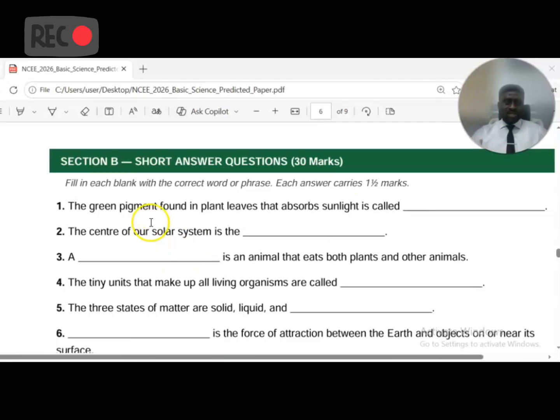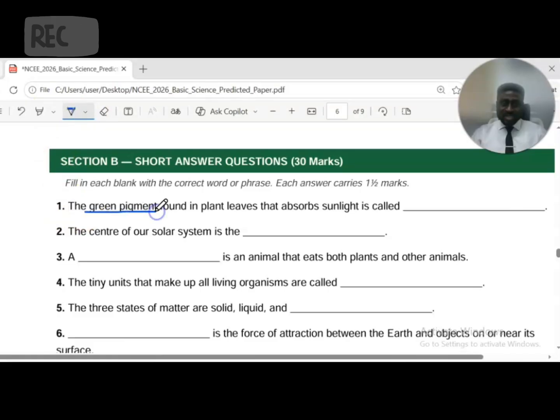Question 1 says, the green pigment found in plant leaves that absorbs sunlight is called dash. What do you think is the answer to fill in this blank space? So the key focus here should be the green pigment, that's the green colored substance that is found in plant leaves that absorbs sunlight. So this will take you back to living things and the environment, then plants and how they feed or manufacture their own food.